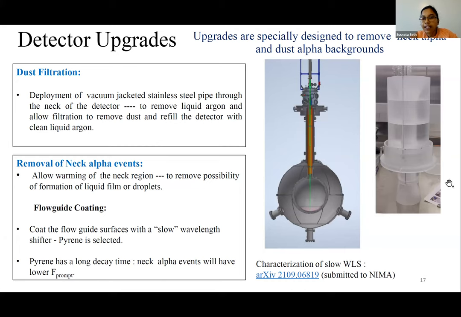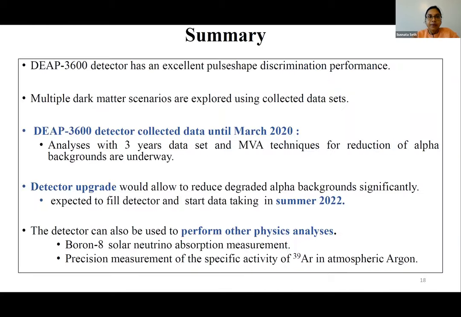And this is the flow guide. Previously there was no coating on this flow guide, but we are going to coat the flow guide surface with a slow wavelength shifter. For this purpose, pyrene has been selected, and that will help us to bring our alpha events into the lower energy region. So that will help us also to remove the alpha background. The characterization of this wavelength shifter can be found in this arXiv preprint. We have submitted that paper to NIM also.